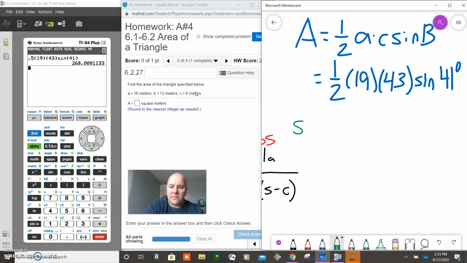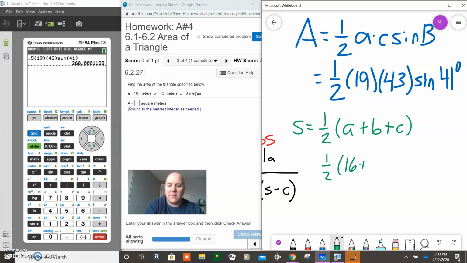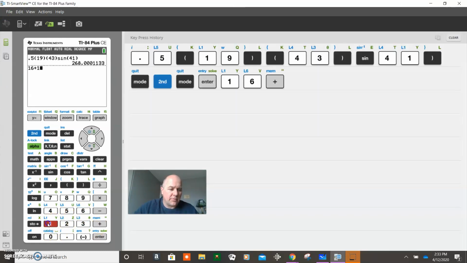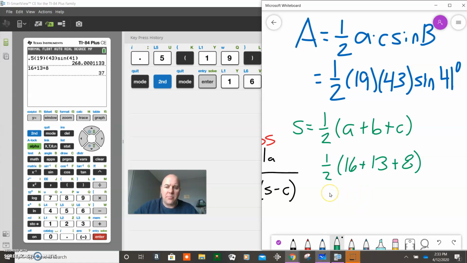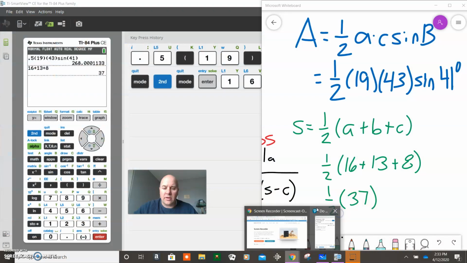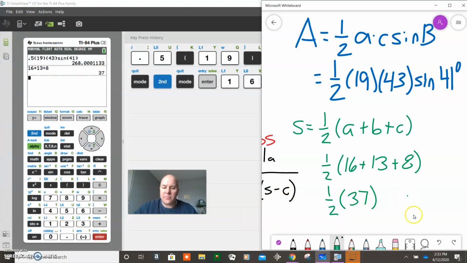All right, so the first part we have to find is s. And the way that we find s, we take half of a plus b plus c. Whenever I type this in, let me go ahead and write this out. It'll be 16 plus 13 plus 8. Let me go ahead and type this in here. So 16 plus 13 plus 8. Now, I know I'm going to have to take half of it. And since this one does give me a fraction, the best thing to do here is just keep it as 1/2 and then 37 right there. All right, so that's my s value.